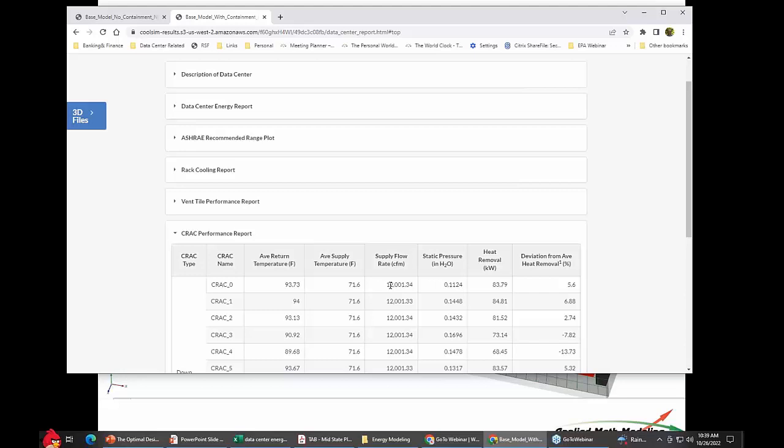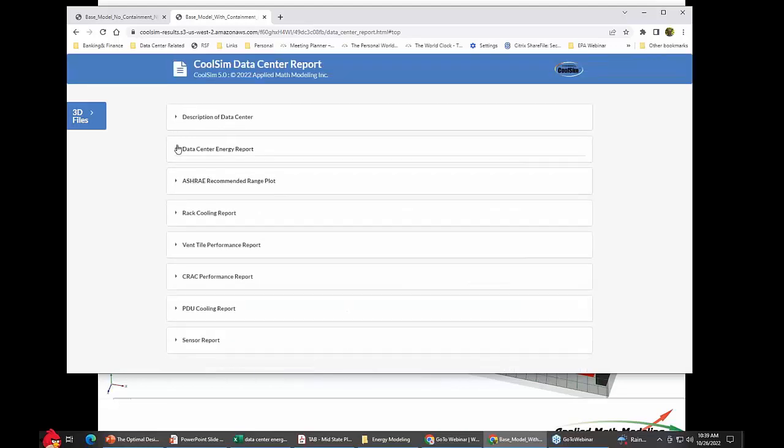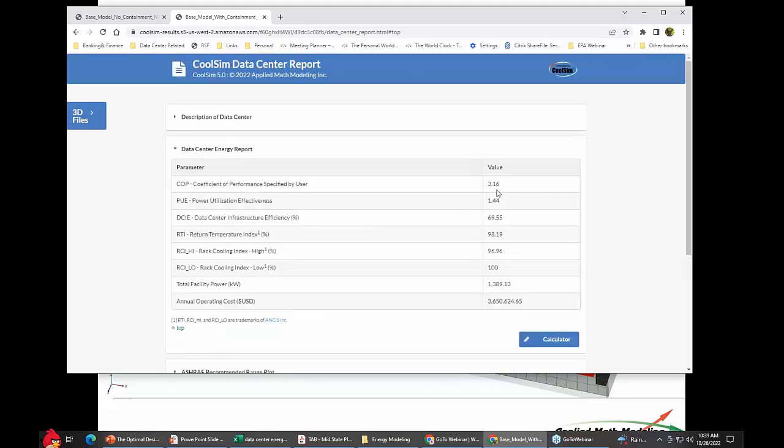As you reduce the CFM on a fan, the power required to drive the fan drops as a cube of the RPM or CFM. So we're gonna gain there. And now let's take a look at our data center energy report. The COP we moved up to 3.16.